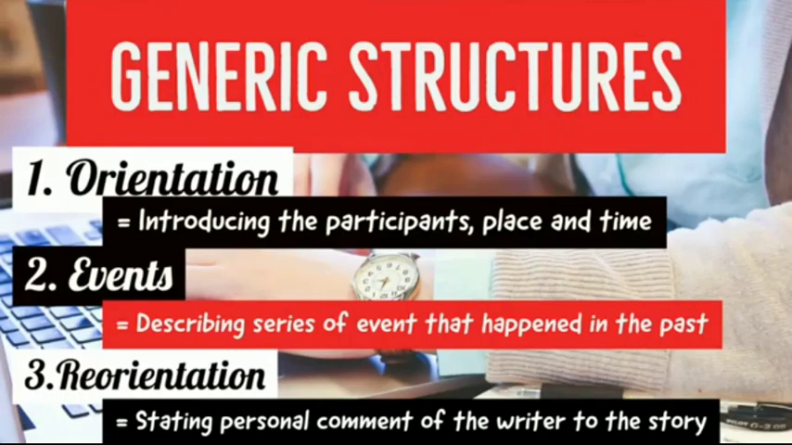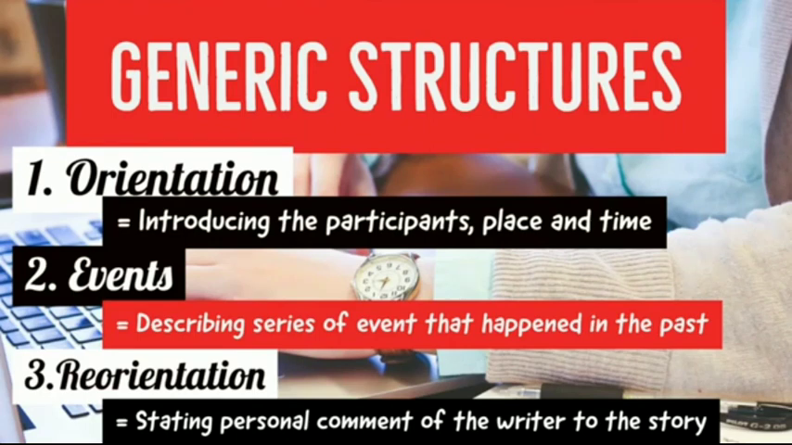And now, let's move on to discuss the generic structure of recount text. There are three generic structures of recount text. First is orientation, second is events, and the third is reorientation. Orientation is introducing the participants, place and time. It means explaining who, where, and when the activity happened. And the second is events. It is describing a series of events that happened in the past. Usually, there is more than one event that the participant did in his or her activity. And the last is reorientation.